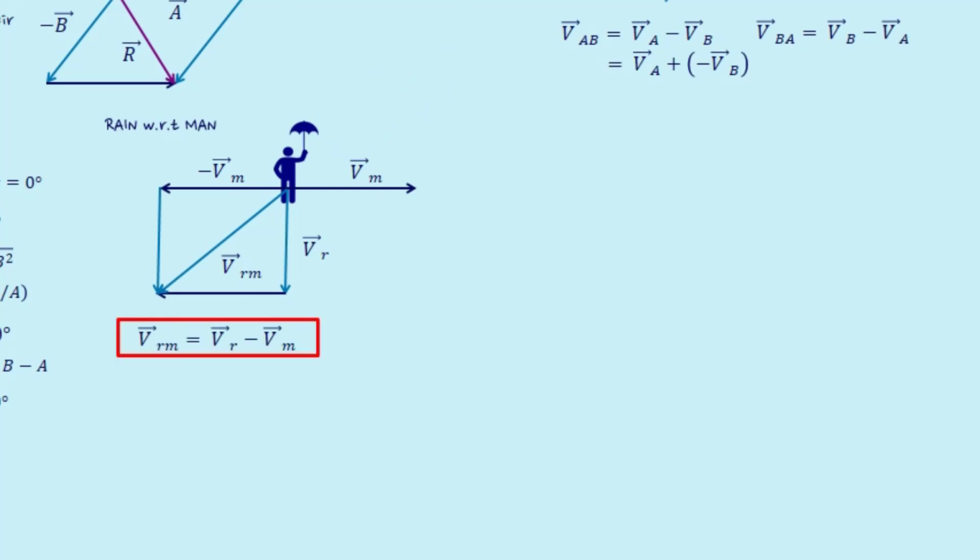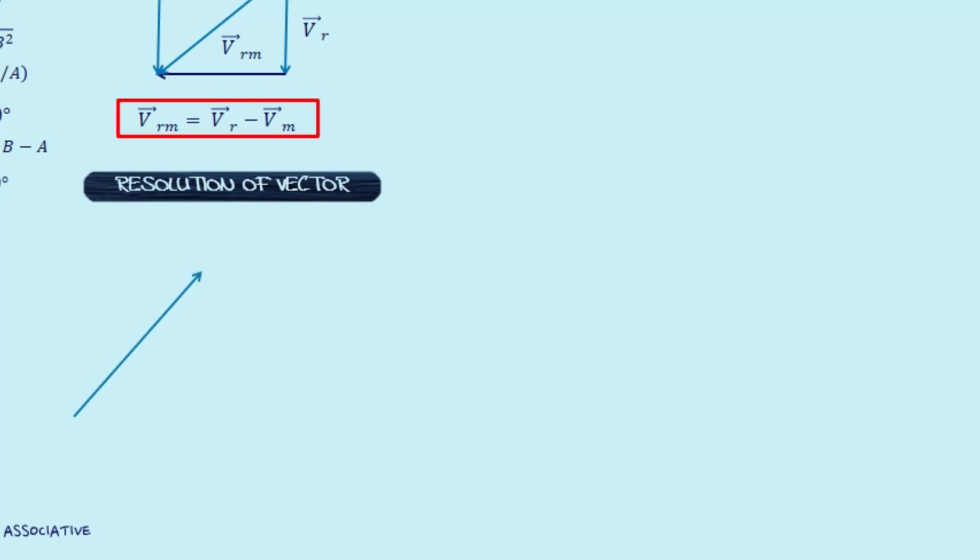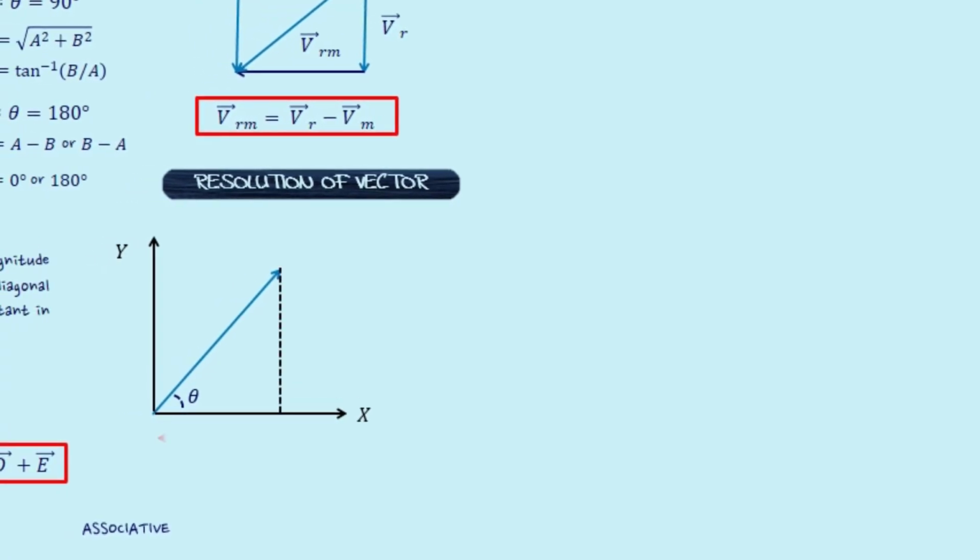That is, to the person, the rain will appear from the direction of the resultant vector Vr minus Vm. Vector resolution is also a very important topic. When we add two vectors, we replace the separate vectors by a single equivalent resultant vector. We can also perform the reverse operation, that is, we can replace a single vector into any two vectors whose sum gives us back the original vector. This process is called the resolution of a vector.